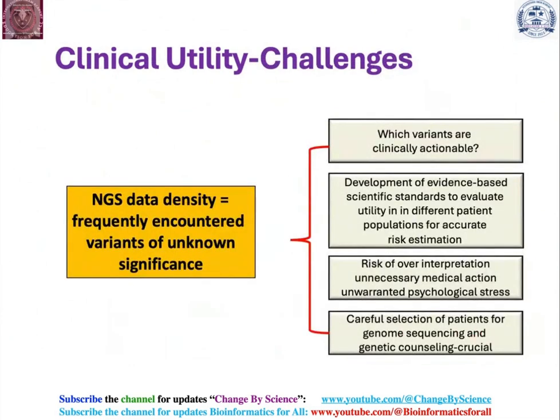Clinical utilities and challenges here include which variants are clinically actionable, and development of evidence-based scientific standards to evaluate the utility in different patient populations for accurate risk estimation and prediction. There is risk of over-interpretation, unnecessary medical action, and unwarranted psychological stress, so careful selection of patients for genome sequencing and genetic counseling are crucial.